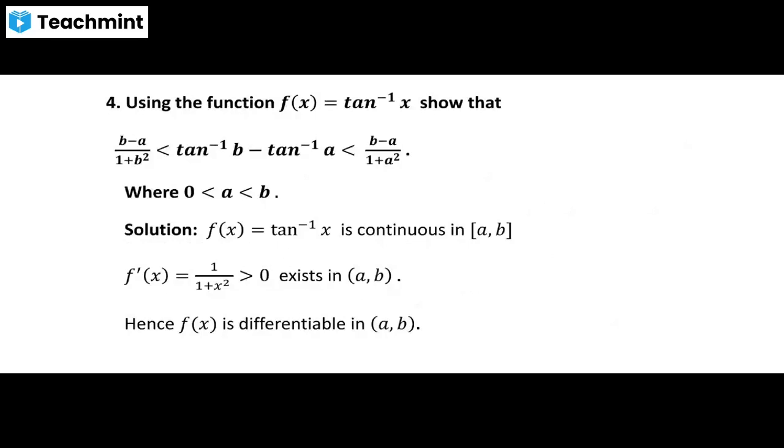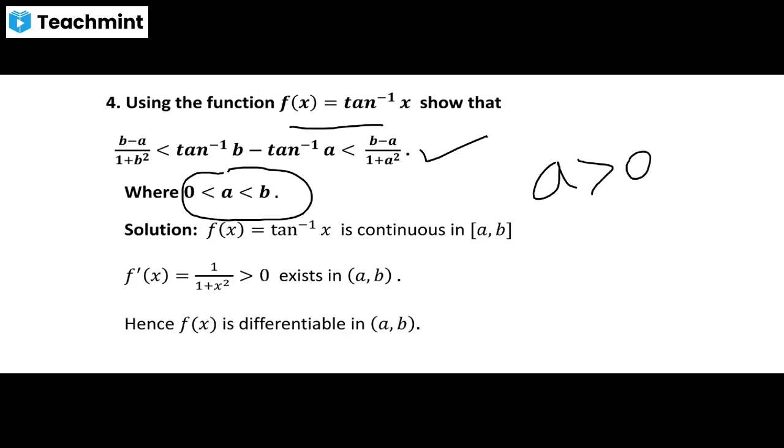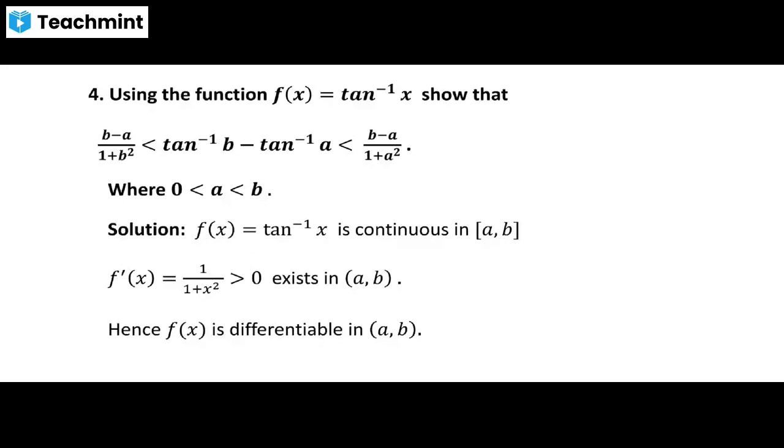Okay, last problem. Here they have given one inequality. Is it visible to everyone? Okay, they have given a function f of x is equal to tan inverse of x, and another condition is given here, where 0 less than a less than b. It means a is a positive number, and its value is less than b. Okay, see here f of x is tan inverse of x. Tan inverse of x is continuous in the closed interval, as you all know. Differentiate it: f dash of x, what is the differentiation of tan inverse of x?